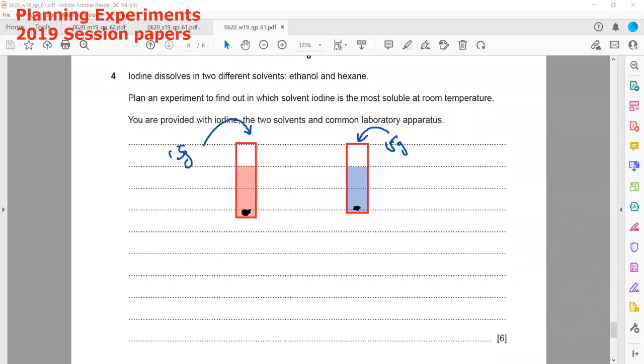So we'll take equal volumes of ethanol and hexane. We will add, for example, 15 grams, any mass you can mention, say 10 grams of iodine in both test tubes. We will stir, then filter, dry and reweigh. Then we'll compare the mass of undissolved iodine. The one having the smaller quantity of undissolved iodine, that solvent dissolved the most iodine.